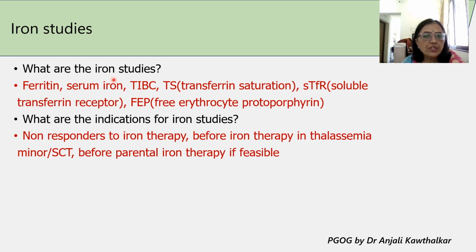What are the iron studies which are done in a case of anemia? Your answer will be serum ferritin, serum iron, total iron binding capacity, transferrin saturation, soluble transferrin receptor level, and free erythrocyte protoporphyrins. These are the newer ones, which have greater sensitivity and specificity to detect iron deficiency anemia. So commonly used are serum ferritin and TIBC, and in case of doubt, soluble transferrin receptor is commonly used nowadays.